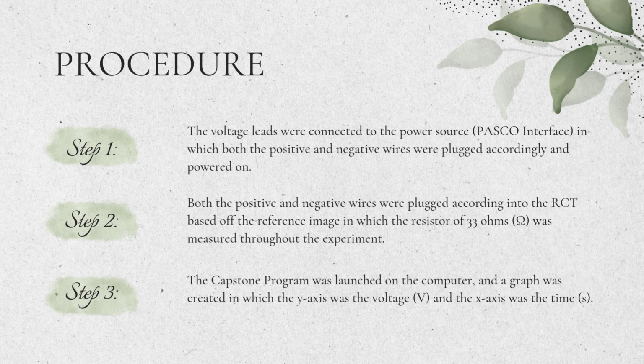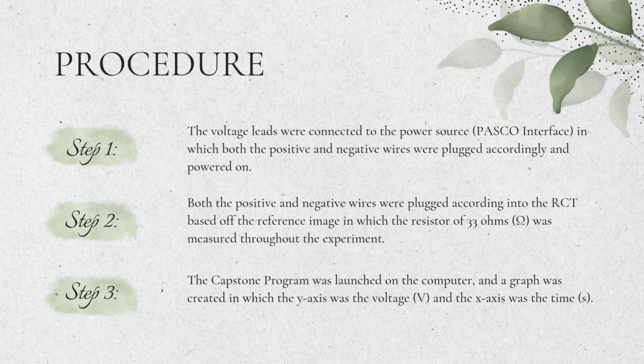For step 2, both the positive and negative wires were plugged accordingly into the RC circuit based on the reference image, in which the 33 ohm resistor was used throughout the experiment. This completed the main connection of our RC circuit. Using the 33 ohm resistor allowed us to maintain a fixed resistance while we observed how the capacitor behaved during charging and discharging. We made sure to follow the reference diagram carefully to avoid any reverse polarity or incorrect wiring.